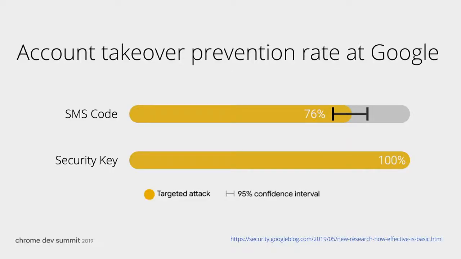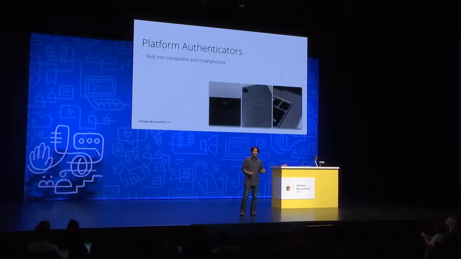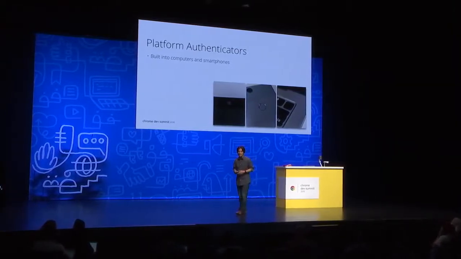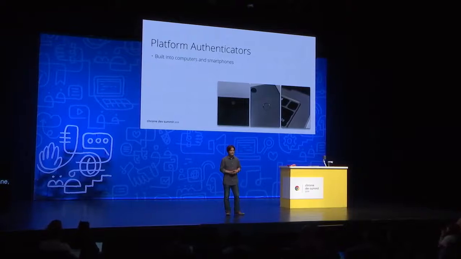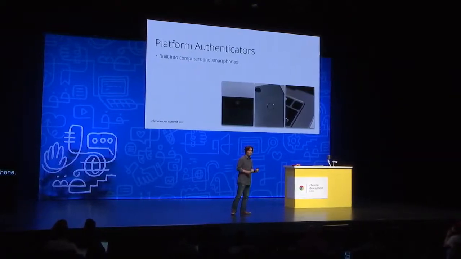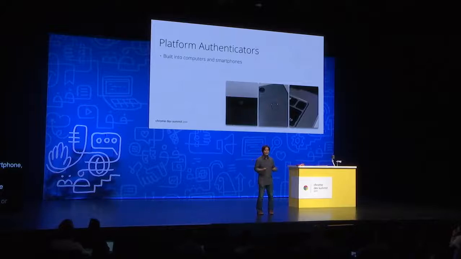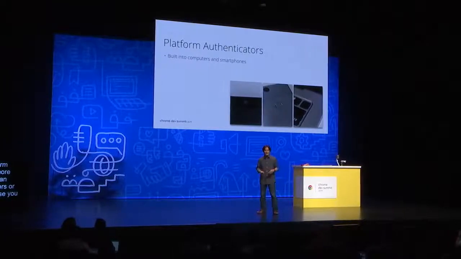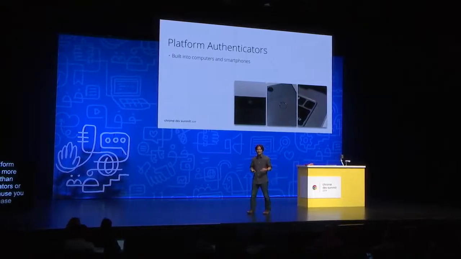So how effective are second factors? Here's a comparison between SMS OTP as a second factor and security key as a second factor. As you can see, SMS OTP is not perfect against targeted attacks, while security key protects users completely. Platform authenticators are more consumer-friendly than roaming authenticators or security keys because you don't have to purchase a separate device. You don't have to worry about carrying it around, and they are a part of the device you use every day.